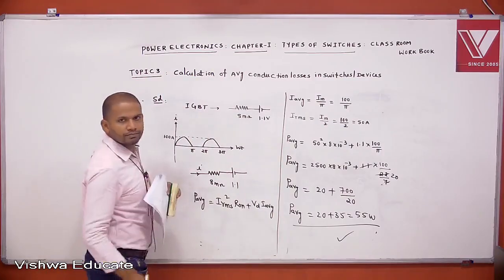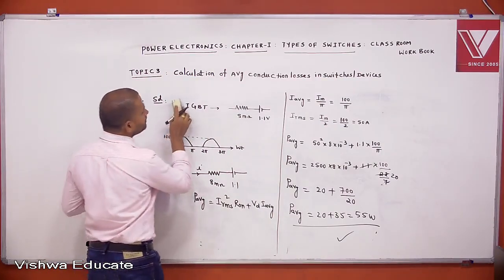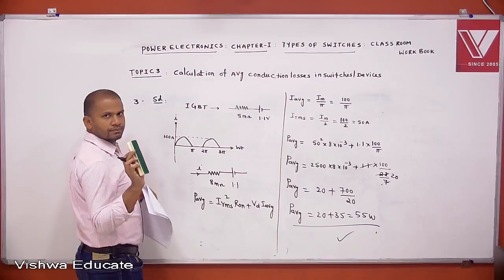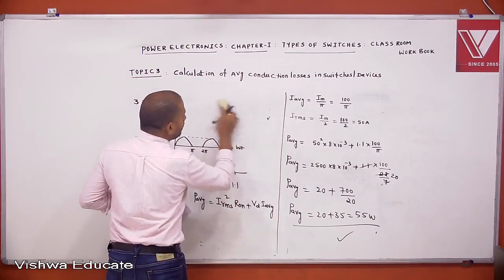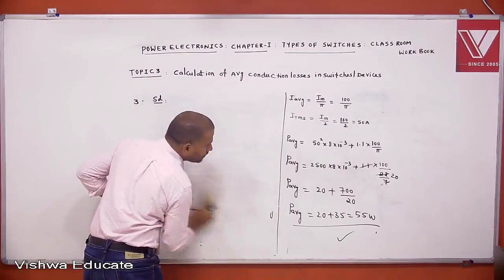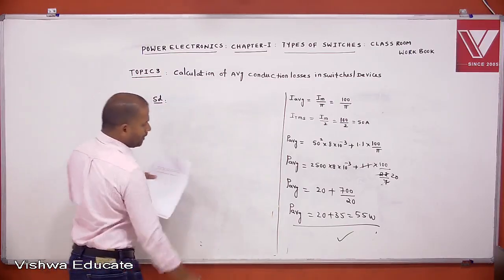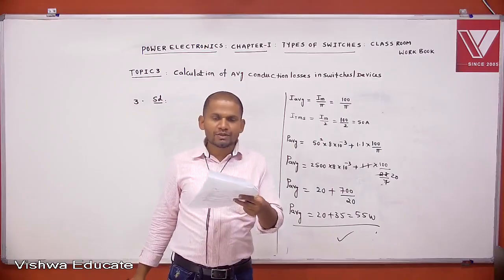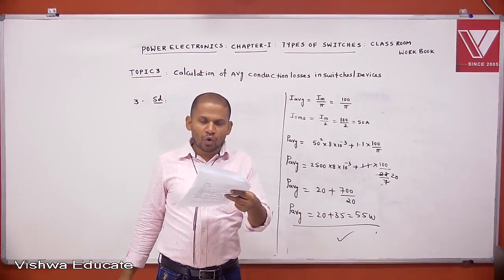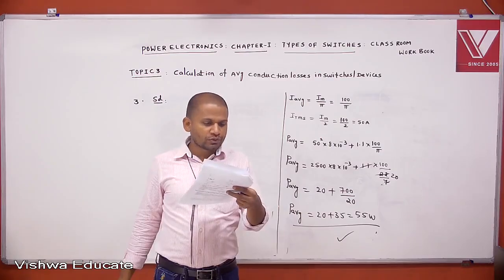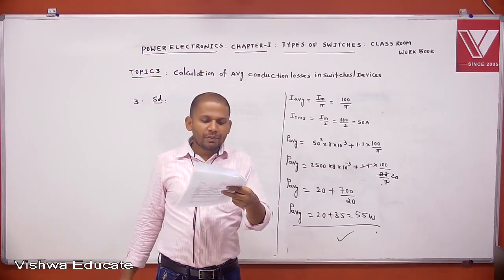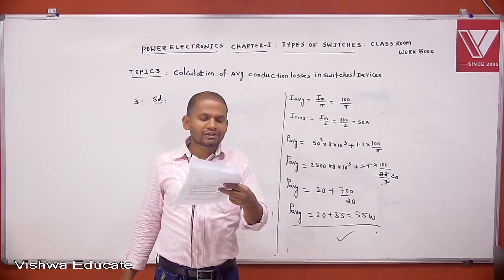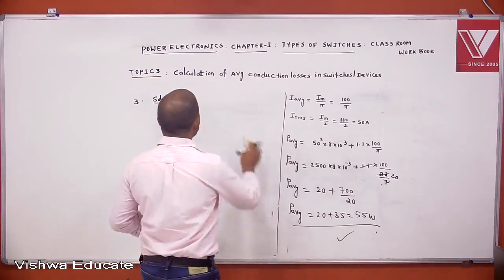Topic 3, that is question number 3. SCR is modeled as on-state resistance of 1 ohm and voltage drop of 0.5 volts. A current i of t equal to 3 plus 4 root 2 sin omega t plus 30 is applied to the SCR. The average conduction losses is dash. Okay, then that we will see.